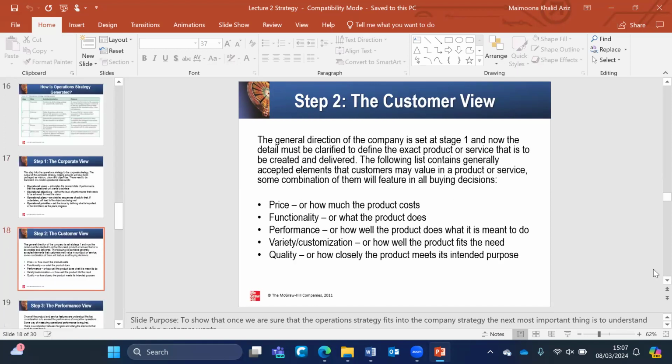Then we set in the customer view. Here we look at what price, functionality, performance, how much variety we want in our product, what customization we're giving them, the quality, all of that stuff.